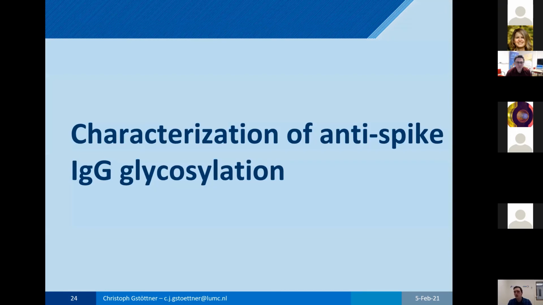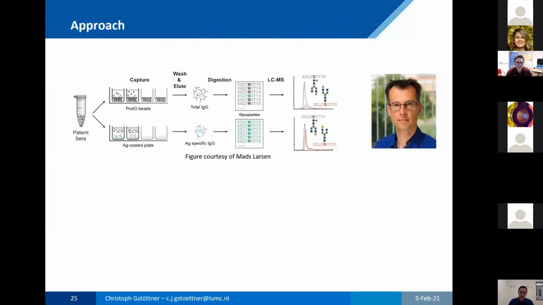So before I finish my talk, I also would like to show what else we are doing in our group. We are not only characterizing proteins, but also the antibodies and the glycosylation of the antibodies against the spike protein. In this case, we have a technician, Jan Nauta, who is doing this in the lab. He is capturing from the serum of one patient the total IgGs with protein G beads, and with the spike protein he's capturing the anti-spike IgGs. Afterwards, he is digesting them and analyzing them via LC-MS.